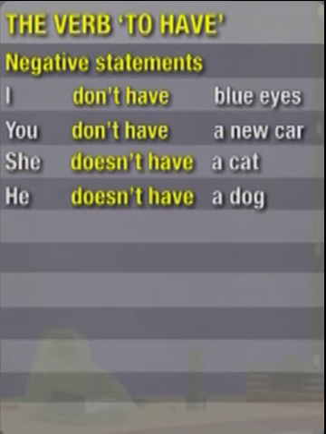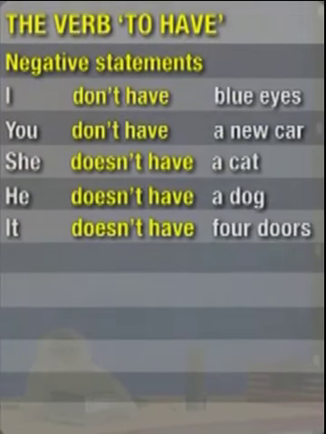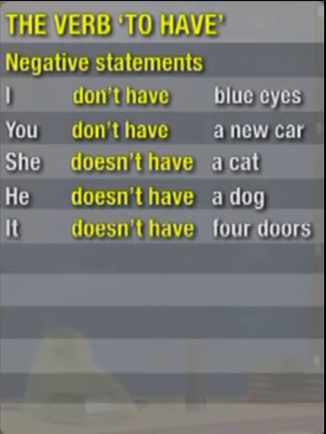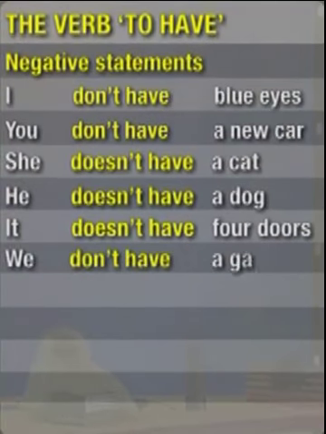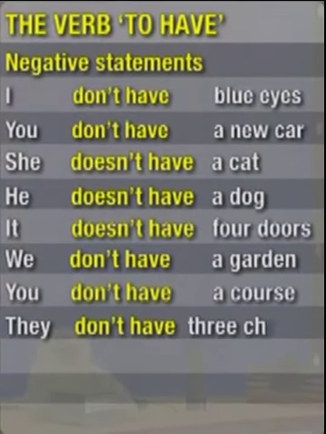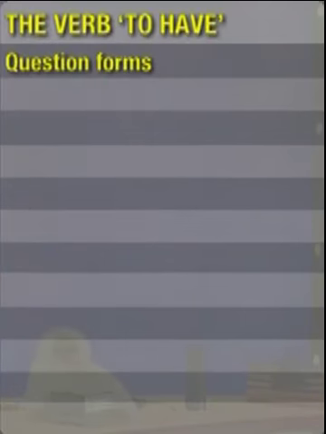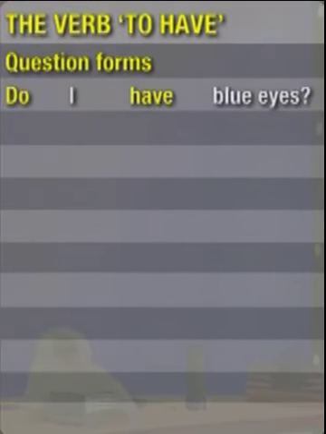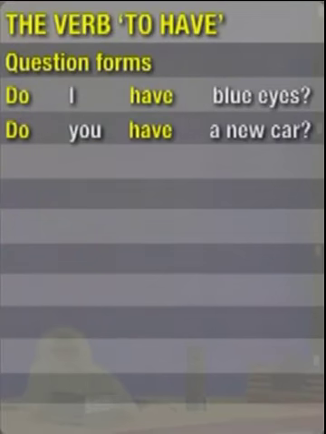He doesn't have a dog. It doesn't have 4 doors. We don't have a garden. You don't have a course. They don't have 3 children. Okay? The question, do I have blue eyes? Do you have a new car?